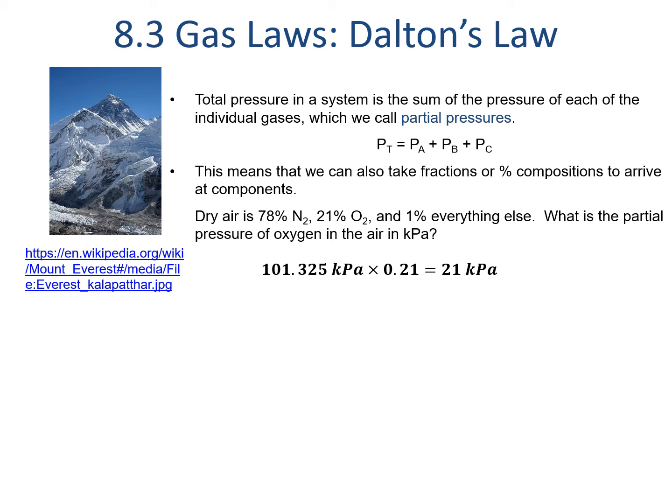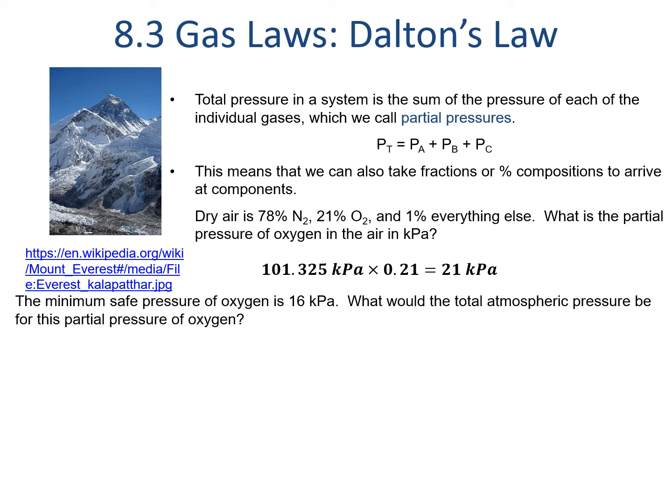We can use these percentages the other way too, though. For example, the minimum safe pressure of oxygen is 16 kilopascals. If we know that percent oxygen stays the same, we can say that the atmospheric pressure times that percent equals 16 kilopascals. Solving for the atmospheric pressure gives 16 kilopascals over 0.21, which is equal to 76 kilopascals. For a person of average health to breathe sustainably, they must have at least 76 kilopascals of atmospheric pressure.